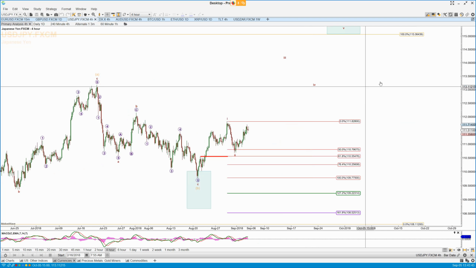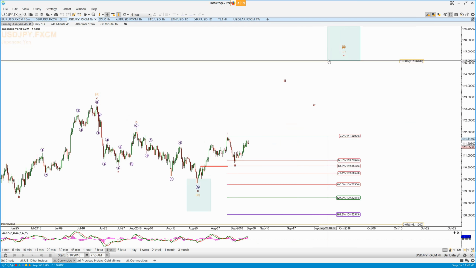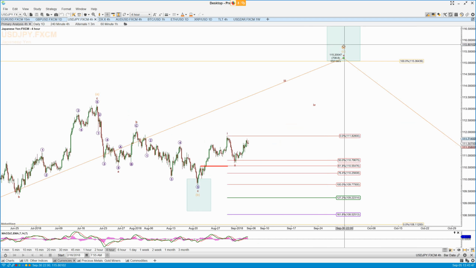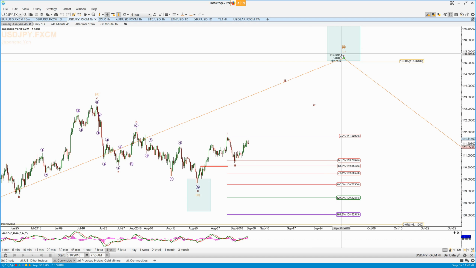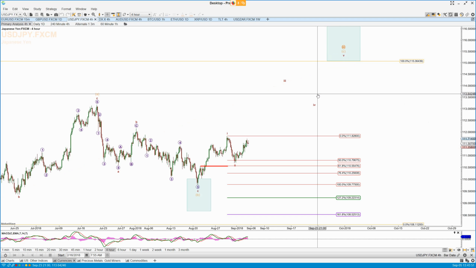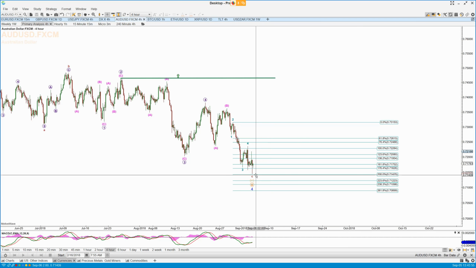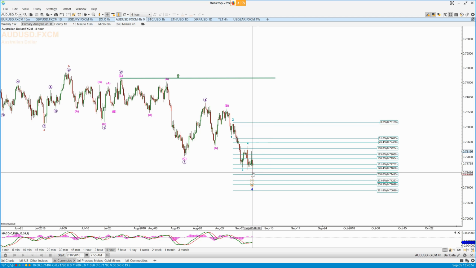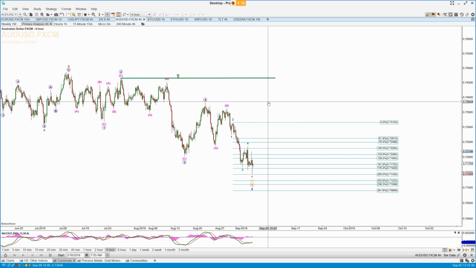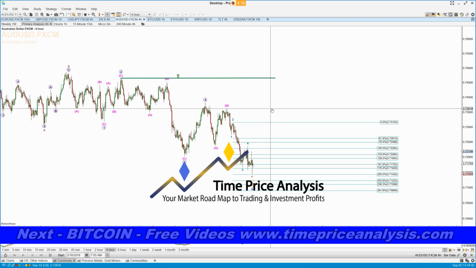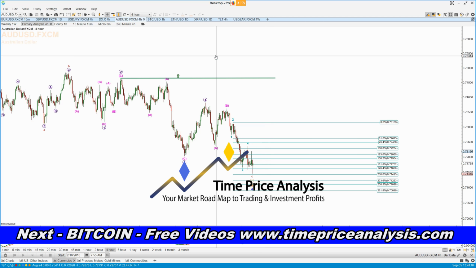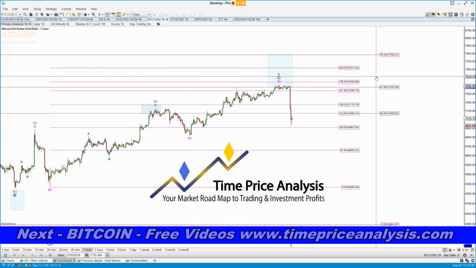But the bigger pattern is I'm playing for the rest of this C of this 3 up to 115.06 is what I'm looking for in US dollar, Japanese yen. Australian dollar, it's come down and hit this 2.0. It's kind of, if it can come up from here, it saves the count. But I'm not prepared to trade it. I'm just tracking it until we get something more meaningful.